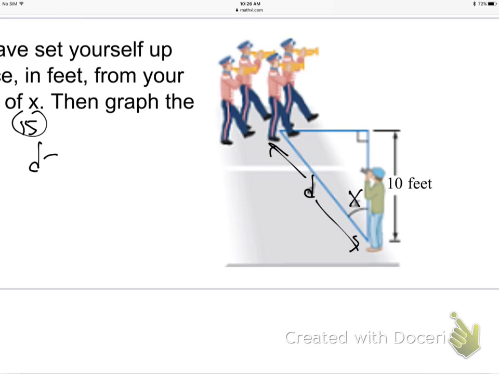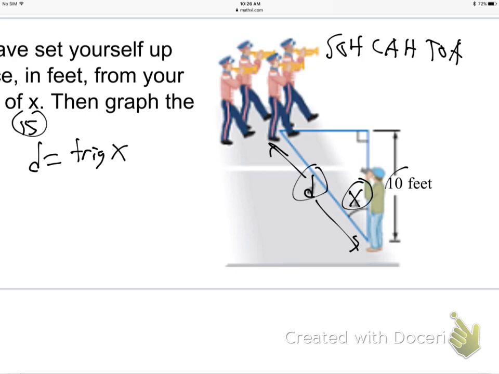And they want me to write D equals some kind of trig X thing. Some kind of trigonometric function, sine, cosine, tangent, secant, cosecant, cotangent, something like that, involving X. They want me to write an equation. So how do we do it? It's all about SOHCAHTOA. Remember what we learned about SOHCAHTOA? X is the angle. So what trig function of X, sine, cosine, tangent, will involve D and the ten? Because I don't want to go to this side. Why not? Because I don't have anything.